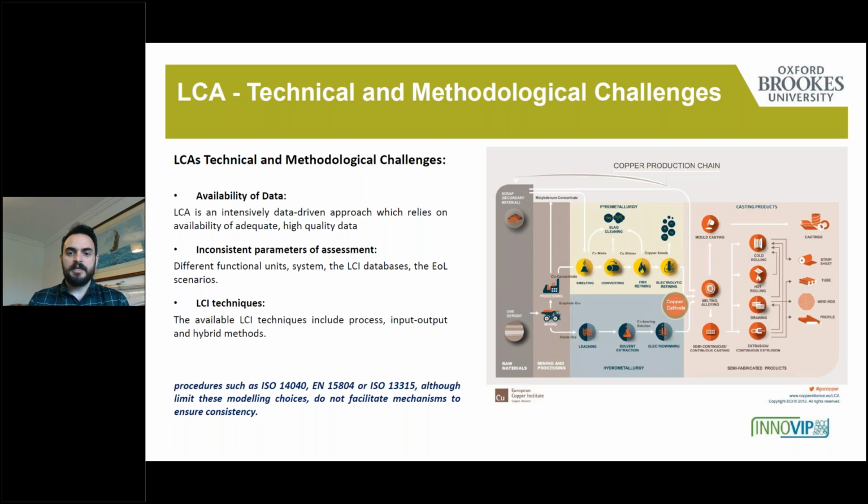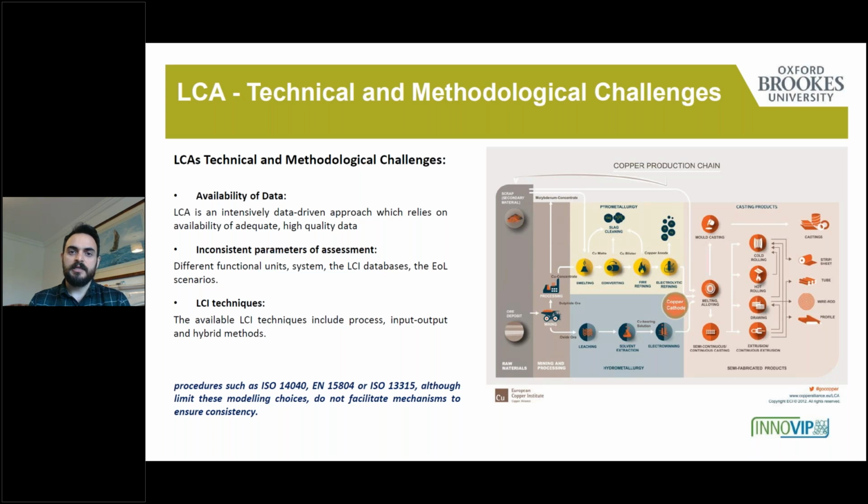So how do we make sure that the data is reliable and accurate? The data can simply not exist, or for confidentiality reasons, the manufacturers might not be willing to share data. So LCA, as you all know, is a very intensively data-driven approach. So we really need access to data for it.